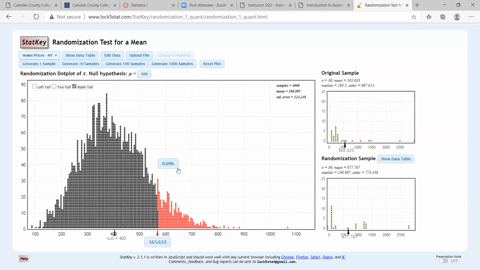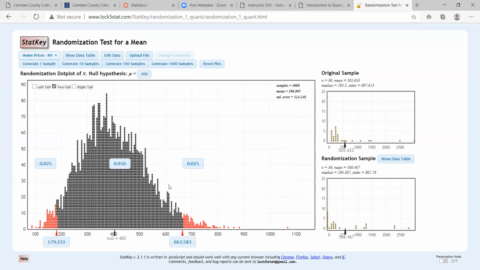Check to see what your actual p-value is. For the one-tail test, either the right tail or left tail test, we use the entire value as our p-value. If we were going to do a two-tail test in this case, we would just unclick it and do a two-tail test.